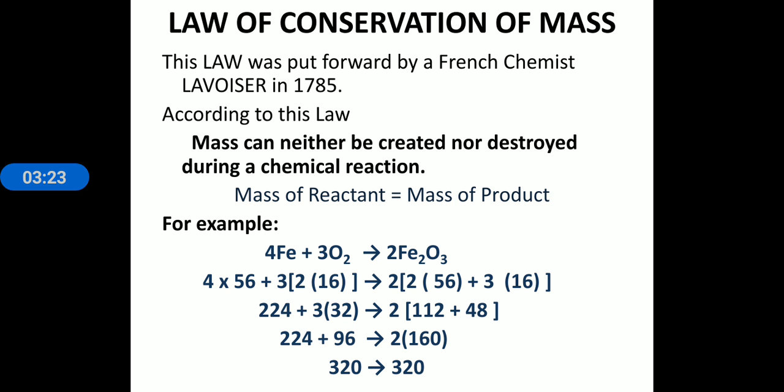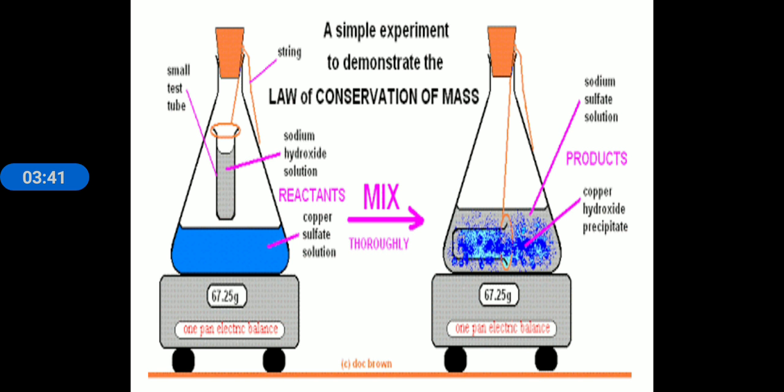So the total mass of the reactants and products before and after chemical reaction is the same, which proves the law of conservation of mass, that mass can neither be created nor destroyed during a chemical reaction. However, the form of matter changes from one state to another state. Now we can prove the law of conservation of mass by a simple experiment.